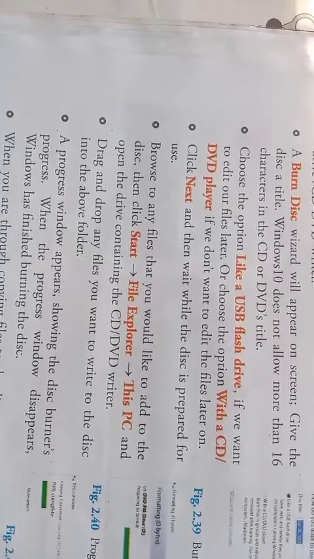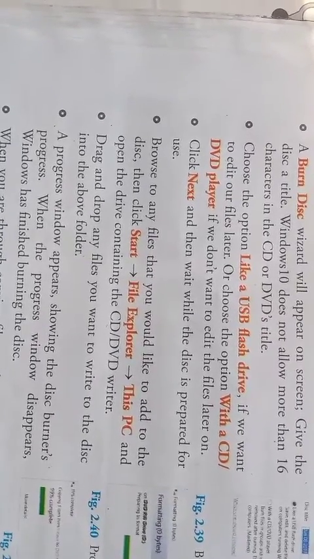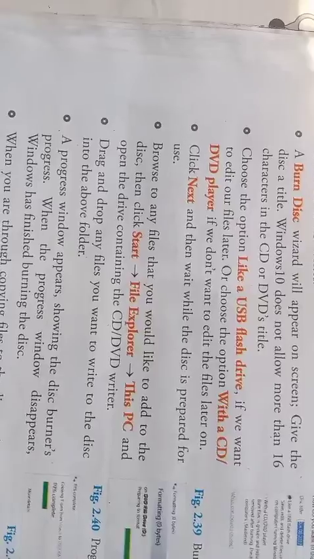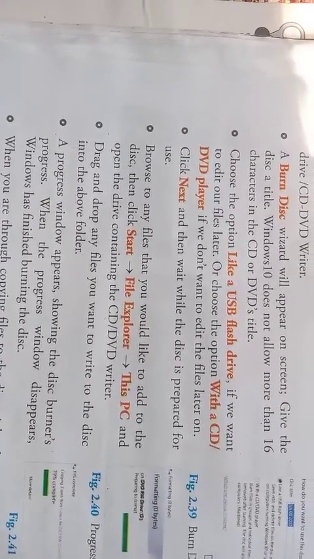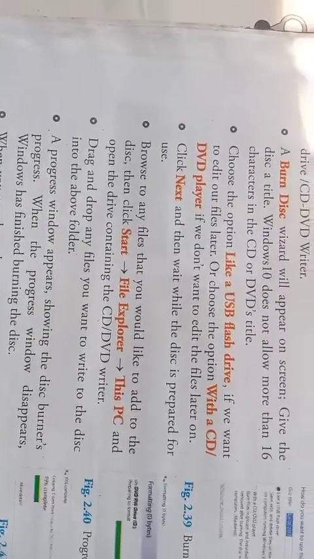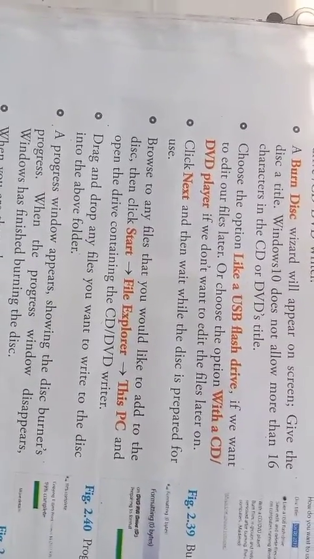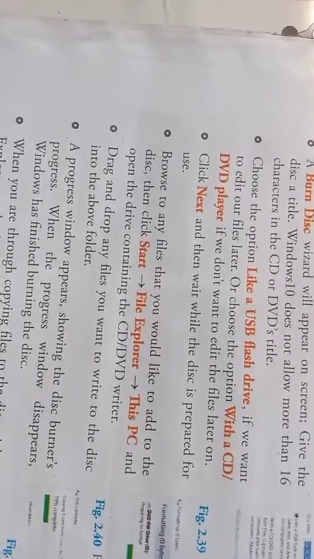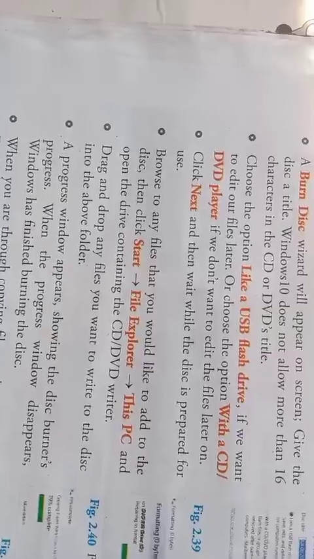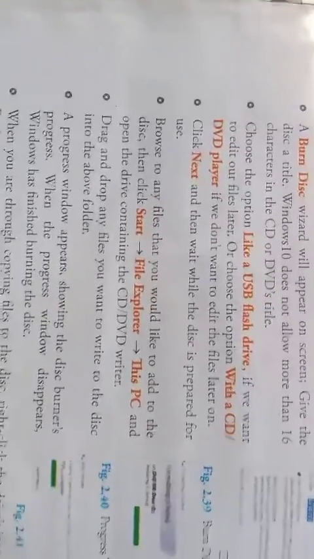A progress window appears showing the disk burning process. When the progress window disappears, Windows has finished burning the disk. When you are through copying files to the disk, right click the drive's icon in File Explorer and choose the eject option. Close the session. Add a finishing touch to the disk that lets other PCs read it.